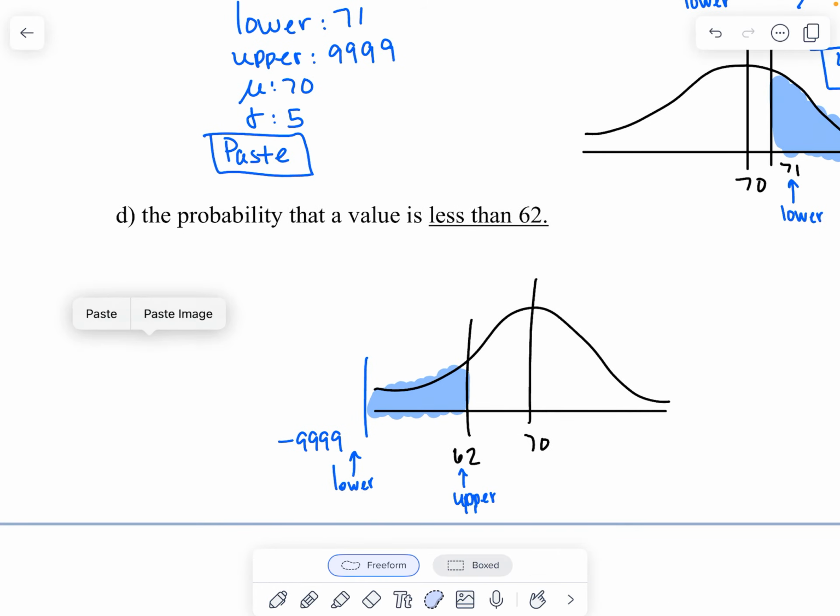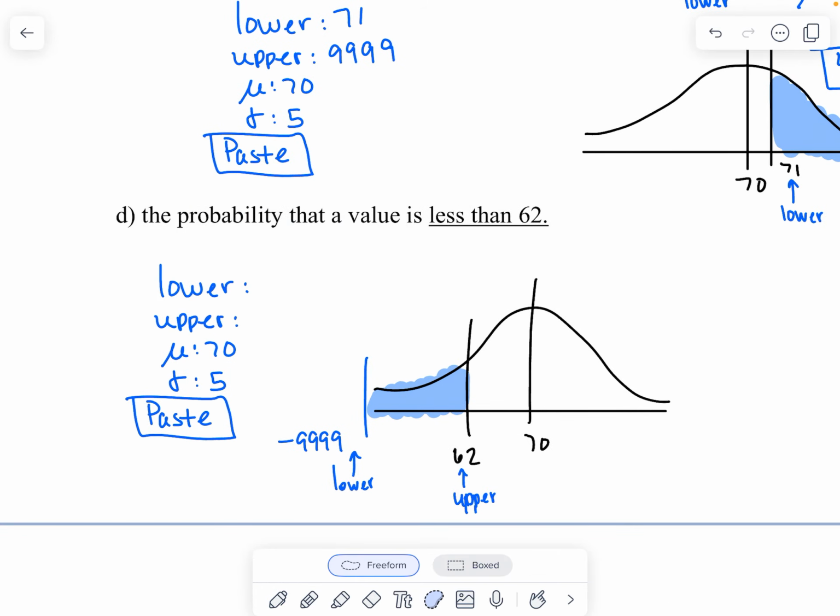So if I paste this from before, just to make that easier for myself, in your calculator, when you click second vars, choice 2 for normal CDF, you're going to type in negative 9,999 into your lower, 62 in as the upper, same average of 70, same standard deviation of 5. And for this value, when you multiply it by 100, you should get 5.5%.